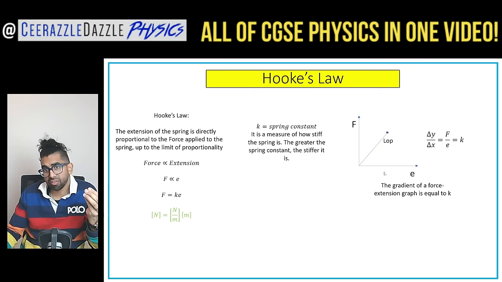And look, if we're given the graph of force versus extension, if I was to work out the gradient, it's the change in y over the change in x, the change in force divided by the extension, which is going to be the spring constant K.